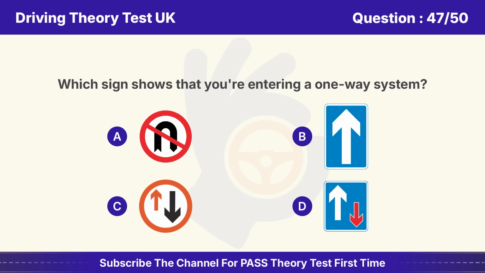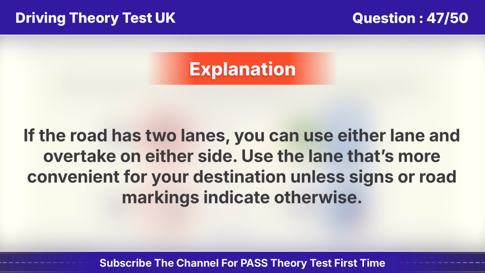Question 47. Which sign shows that you're entering a one-way system? Answer is B. If the road has 2 lanes, you can use either lane and overtake on either side. Use the lane that's more convenient for your destination unless signs or road markings indicate otherwise.